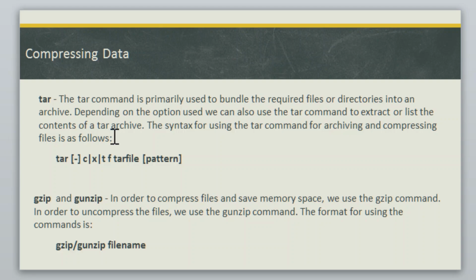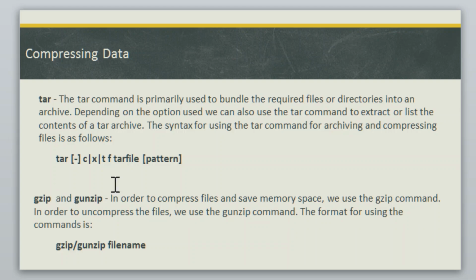Another very useful command line utility is the tar command. The tar command is primarily used to bundle the required files or directories into an archive. Depending on the option used, we can also use the tar command to extract or list the contents of a tar archive. The syntax for using the tar command for archiving and compressing files is as follows. So we'll use tar, the options, the file we want to tar, and then the pattern.